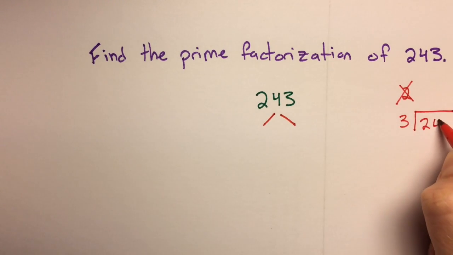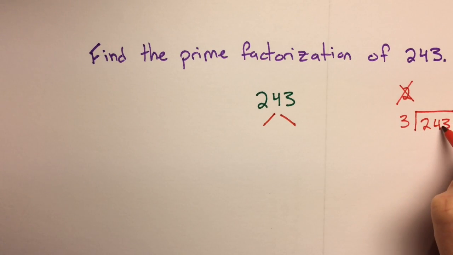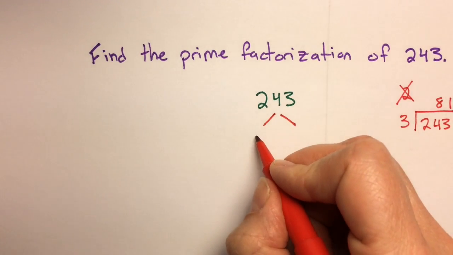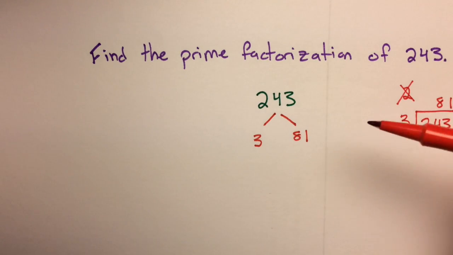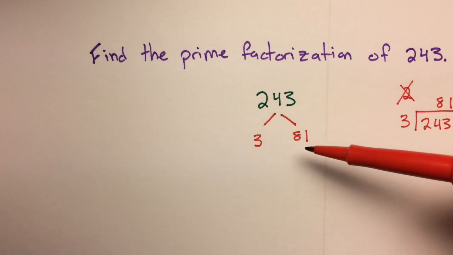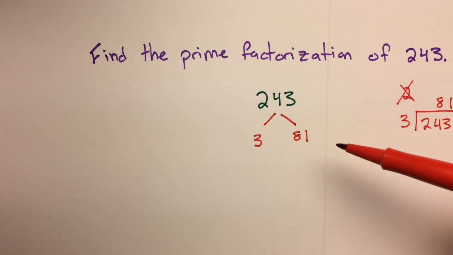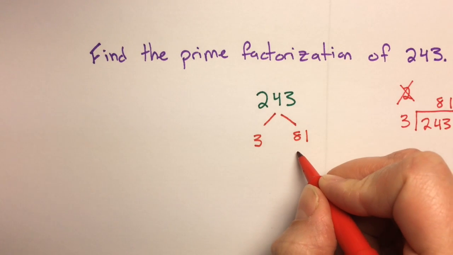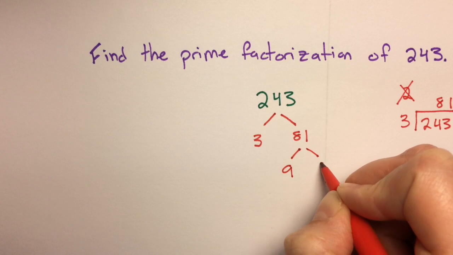I need to do this over here by hand. I can't actually quite do it in my head. 3 doesn't go into 2, but it does go into 24 8 times, right? And then it goes into 3 1 time. So I've got a 3 and an 81. Now from here, I can go through the same test. I can see 2 won't go into 81, 3 will, but I happen to know that 81 is 9 times 9. And I like breaking this down as soon as I can into smaller numbers that I recognize. So I'm going to break this down into 9 and 9.